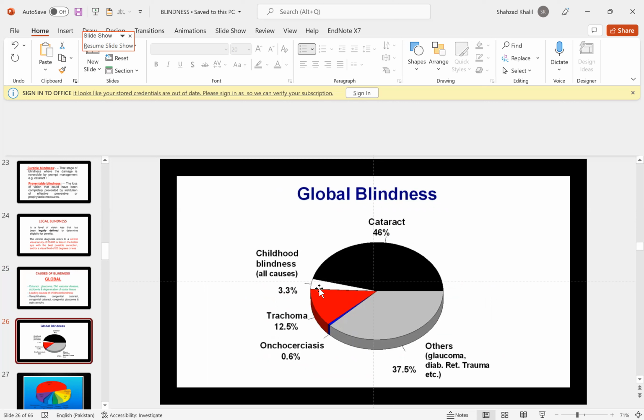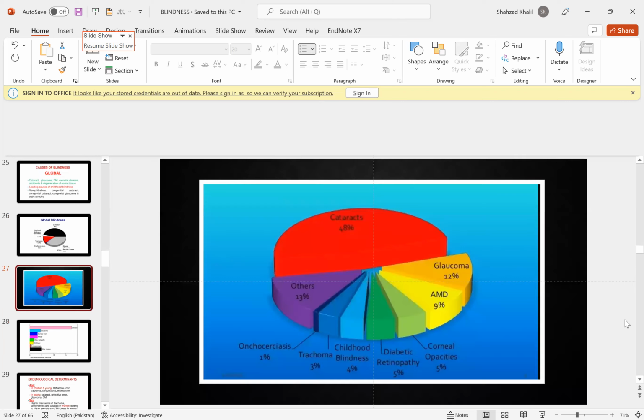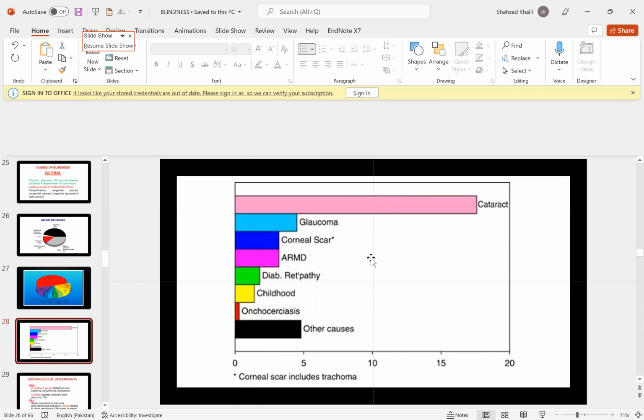Then the childhood blindness around 3.3%, trachoma 12.5%, onchocerciasis 0.6%, and other causes, which include glaucoma, age-related macular degeneration, and trauma, lead to 37.5%. One more diagram splitting the causes: cataract 48%, glaucoma 12%, age-related macular degeneration 9%, and you can see diabetic retinopathy 5%, childhood blindness, and others. Again, cataract is one of the leading causes of blindness.